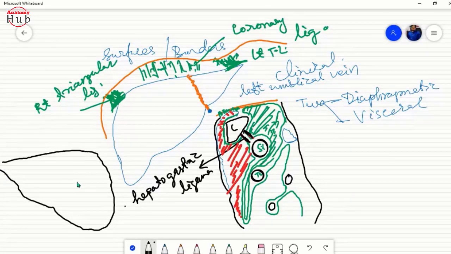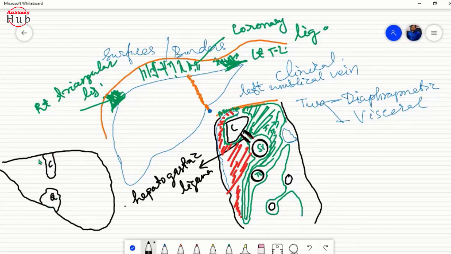So this is the inferior surface of the liver, right? And here you will find the presence of your quadrate lobe. And here you will find the presence of your caudate lobe. This is the caudate lobe. This is your quadrate lobe.